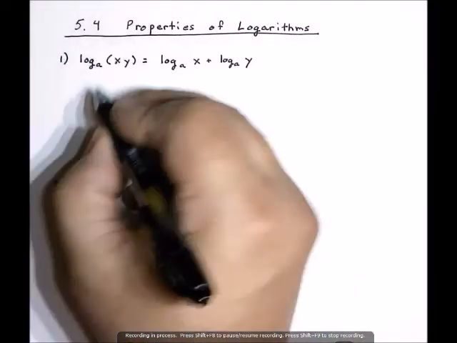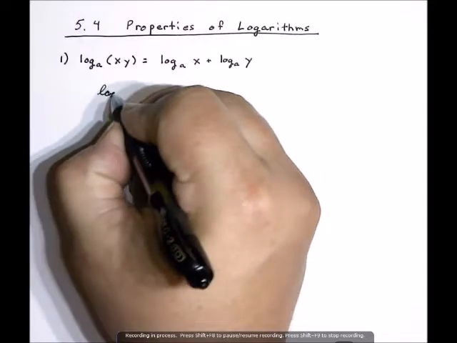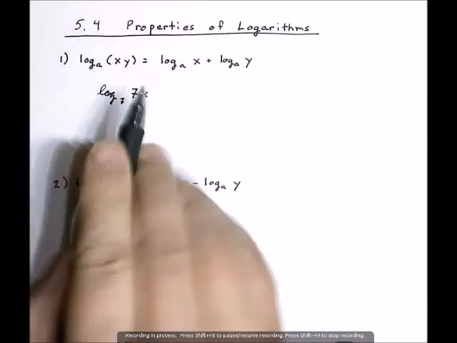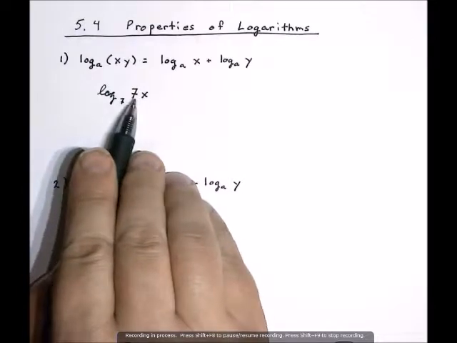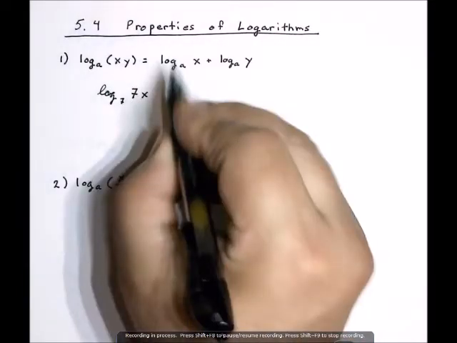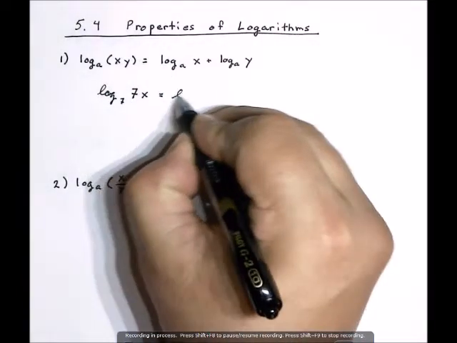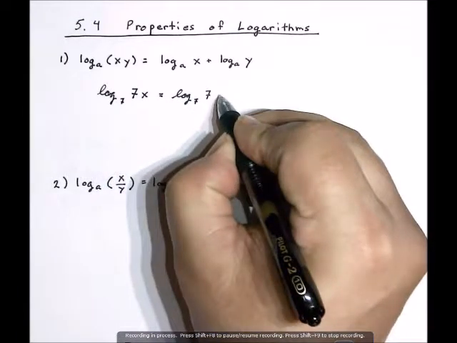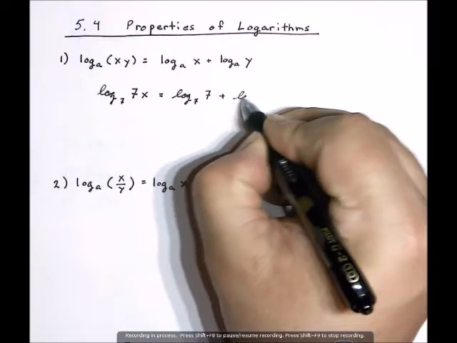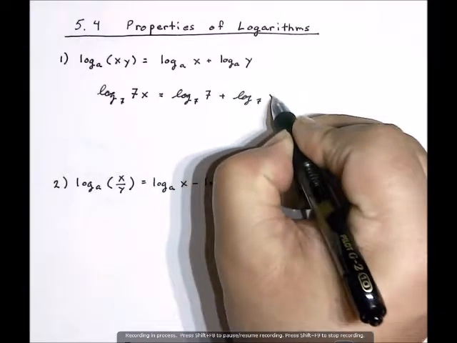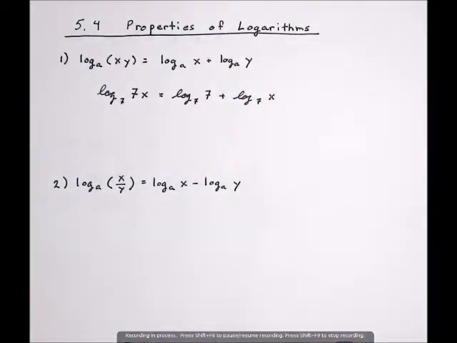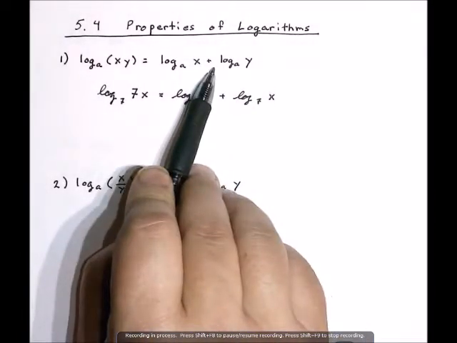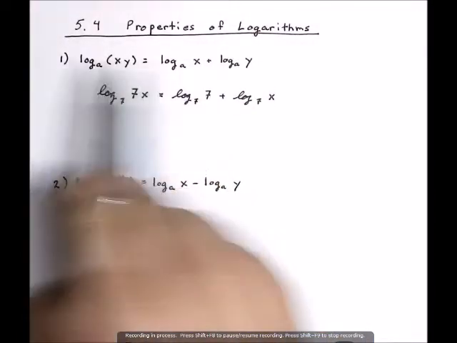In other words, if I have, say, log base 7 of 7x, just looking at this, there's a multiplication in between there, the 7 times the x. So I can rewrite that as log base 7 of 7 plus log base 7 of x. And conversely, they turn additions into multiplications.